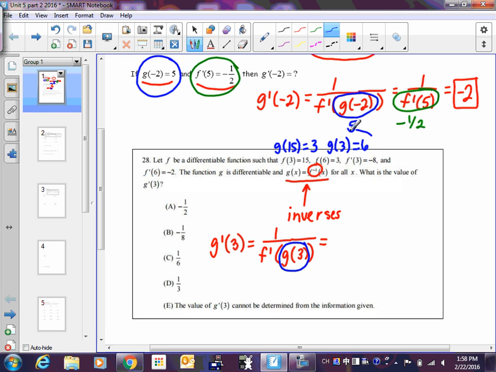If you're wondering how they got that, they noticed that if f of 6 is 3, then g of 3 is 6. You switch the x and y. So I'm going to put a 6 down there.